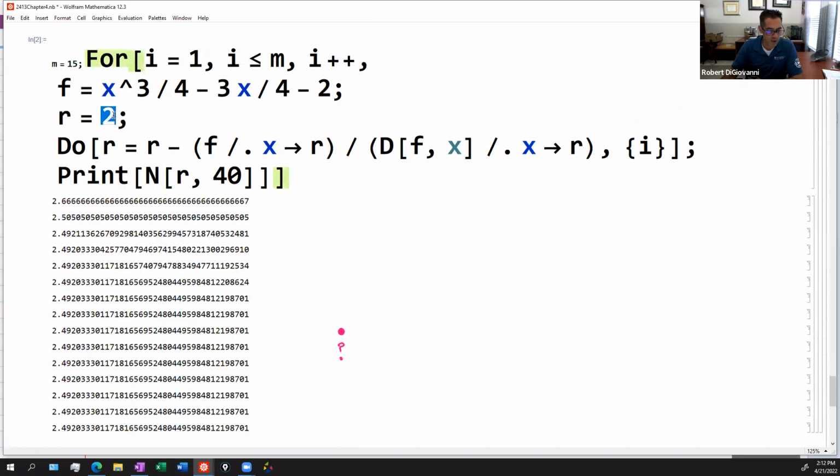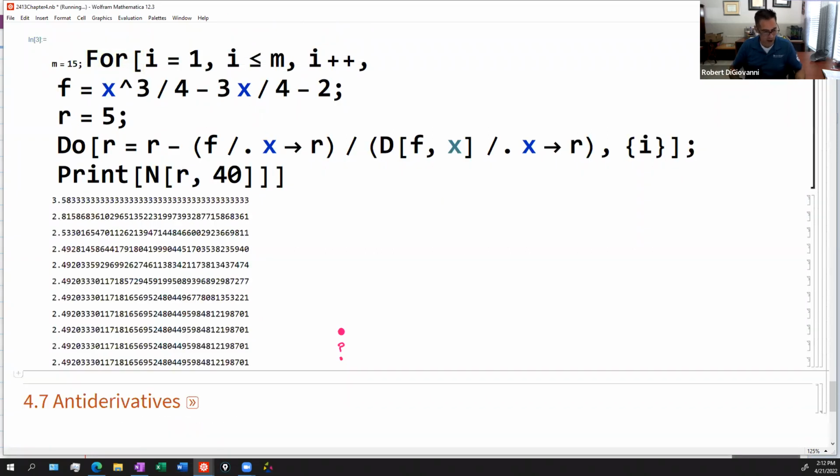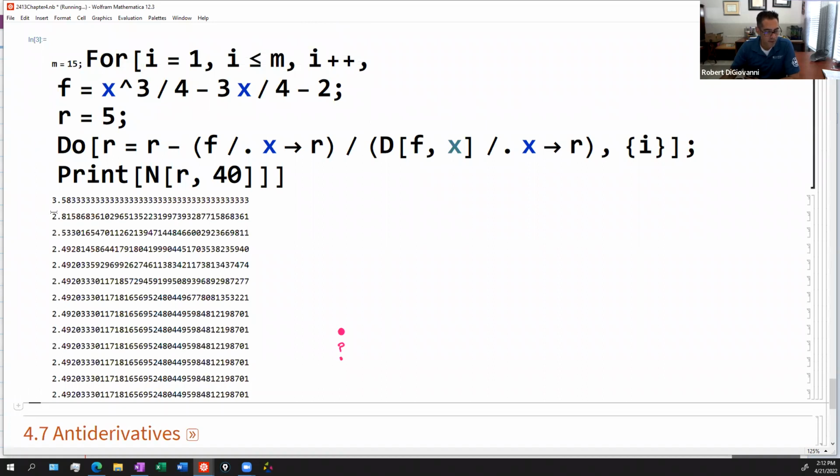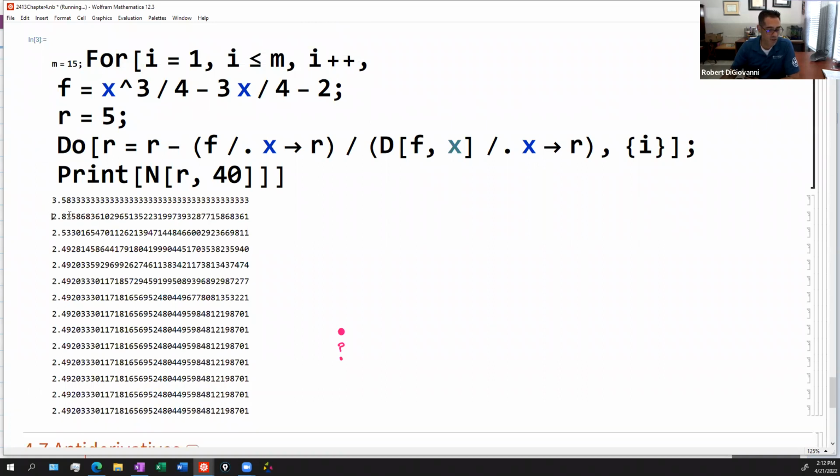Let me do a guess further away. Let me see if I guessed at 5. There we go. So I guessed at 5. After the first iteration, I was at 3.5, then 2.8, then 2.5, then 2.49. One more. Boom. This is pretty much what Wolfram gave us, right? It converges very fast to the answer.